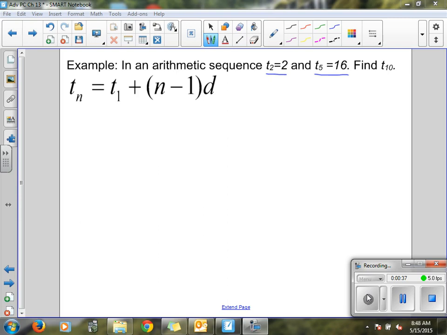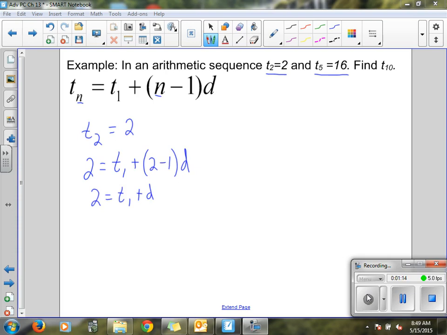So starting off with our second term equaling 2, the key there is that our n value is then 2. So if we look at applying the fact that t sub 2 is actually 2, we'll get that 2 equals the first term in our sequence, which we do not know. And then our n value is 2, because it's the second term. And then we don't know our difference. So simplifying that, we end up getting that 2 equals t sub 1 plus d. So there's an equation, two unknowns.